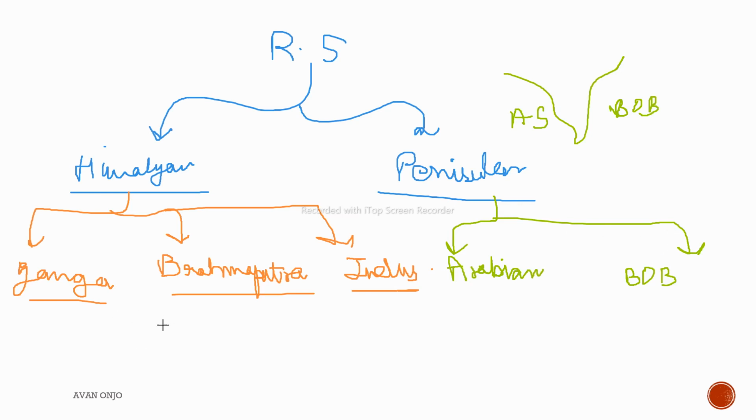Now that you understood this, I'm going to first begin with the Indus river system under the Himalayan river system. One more thing, this is the northern river system and this is the southern river system, and we are going to study the origins, how the rivers originate, the direction of flow, everything we are going to talk about. So the first one that I'm going to begin with is your Indus river system.